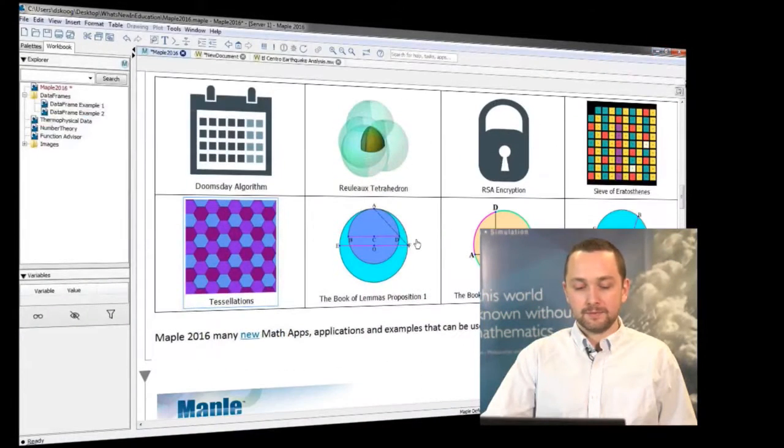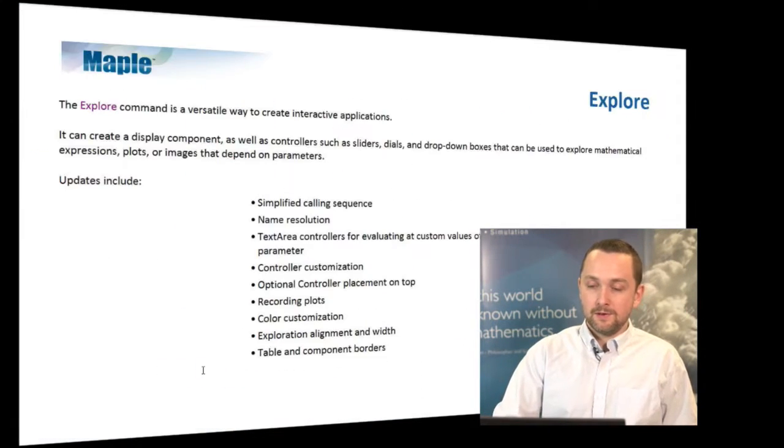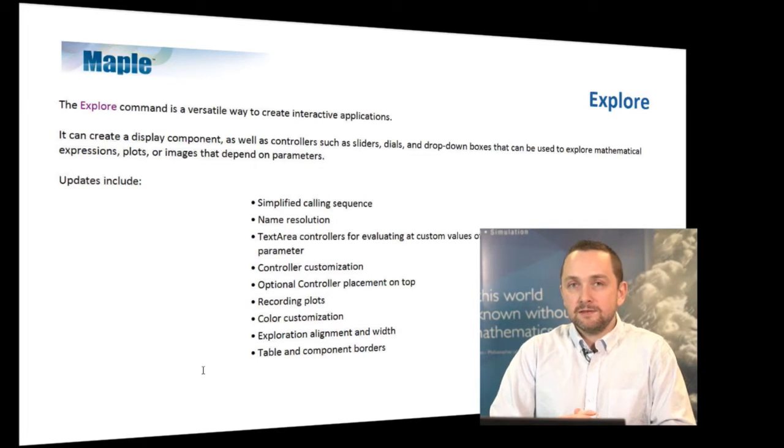The Explore command, for those of you who haven't heard of it, is a way to very easily create interactive applications. What it does is it creates a central display component, as well as some controllers, such as sliders, dials, and drop-down boxes. So in the last example you saw, we had a central display. That was our plot that was running through. And then we had some sliders and some buttons that we could use to customize the interface or get some different information out of it.